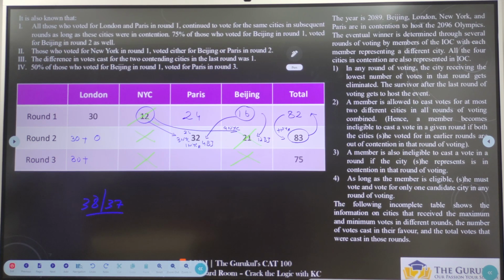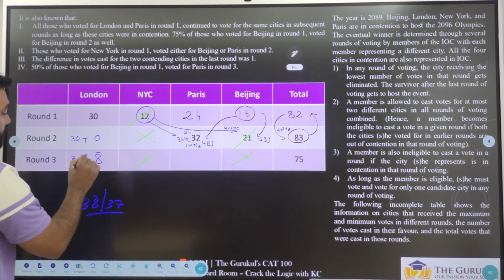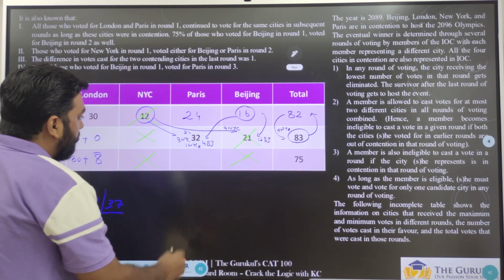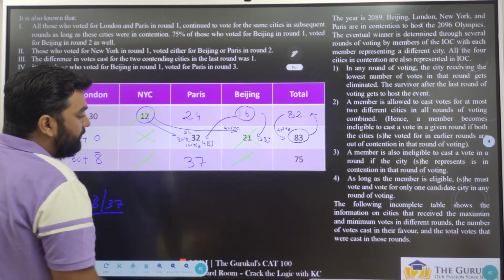50% of those who voted for Beijing in round 1 voted for Paris in round 3. Now how do we place that? Beijing round 1 is 16 in total, out of which 50% is 8. They voted for Paris in round 3. If 8 are voting for Paris, then the other 8 should vote for London only. Now London is already having 30. If the other 8 people are coming over here, this will become 38, which means this should be 37.